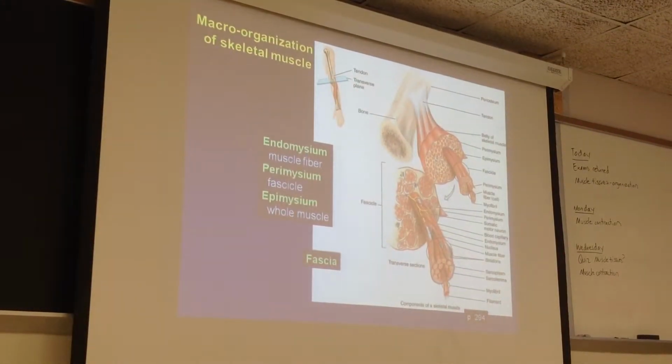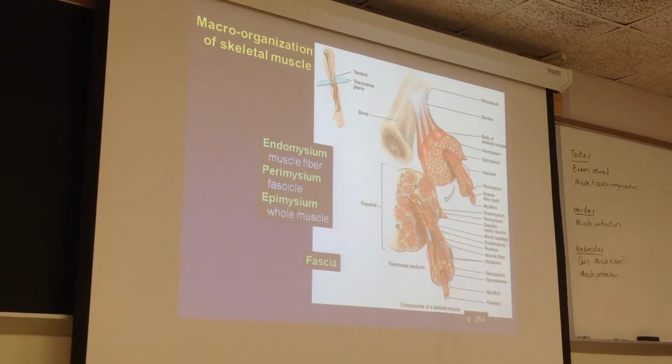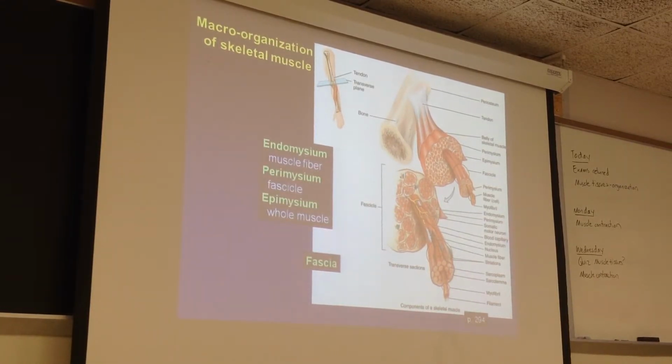Let's take a look at what we call the macroorganization of a single muscle. So maybe we've got a biceps brachii muscle, or maybe one in the forearm, a supinator muscle, whatever we have here. What we have here in green are different connective tissues. All of these green terms refer to different layers, different kinds of connective tissue associated with muscles, and they help to subdivide it into different units.